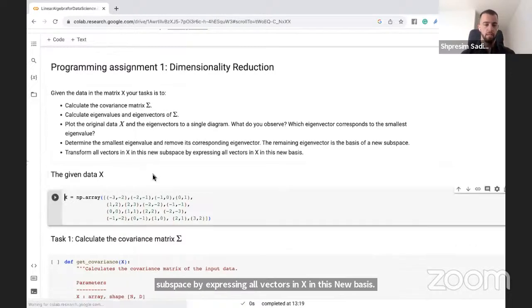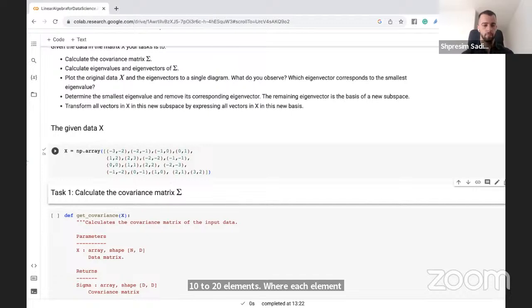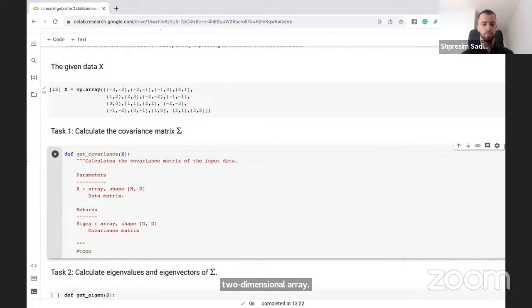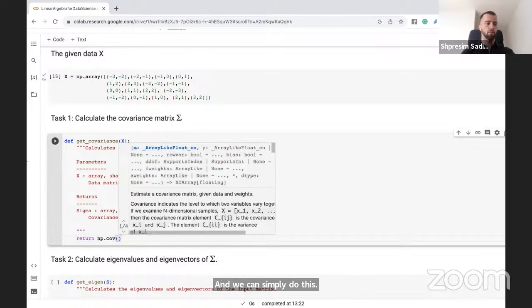All right, so first we have this data. This data contains some 10 to 20 elements, where each element is a two-dimensional array. First of all, we want to calculate the covariance matrix of this input data. So we're given the matrix X, and we want to return a D by D matrix, which just gives us the covariance matrix. And we can simply do this by using the np.cov command.